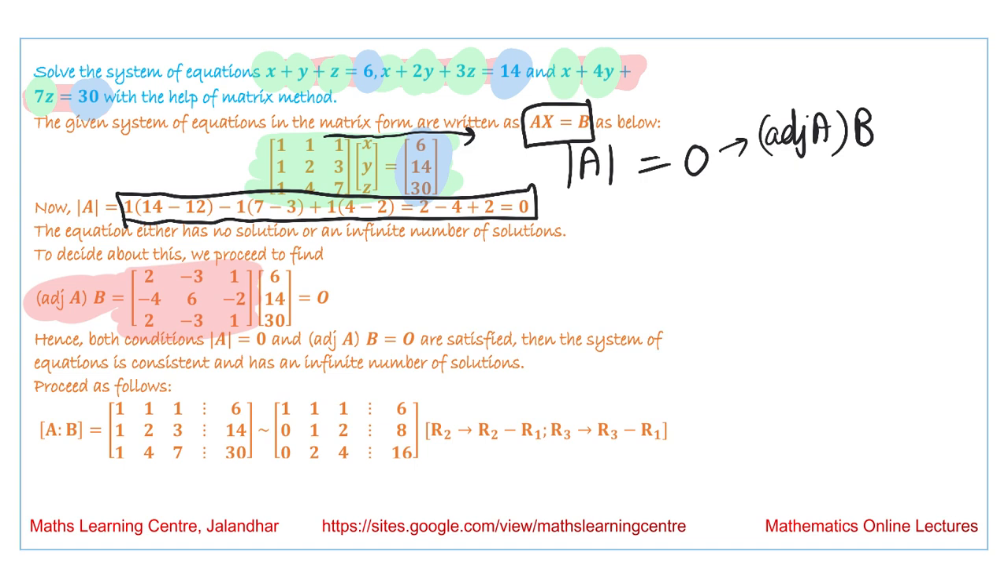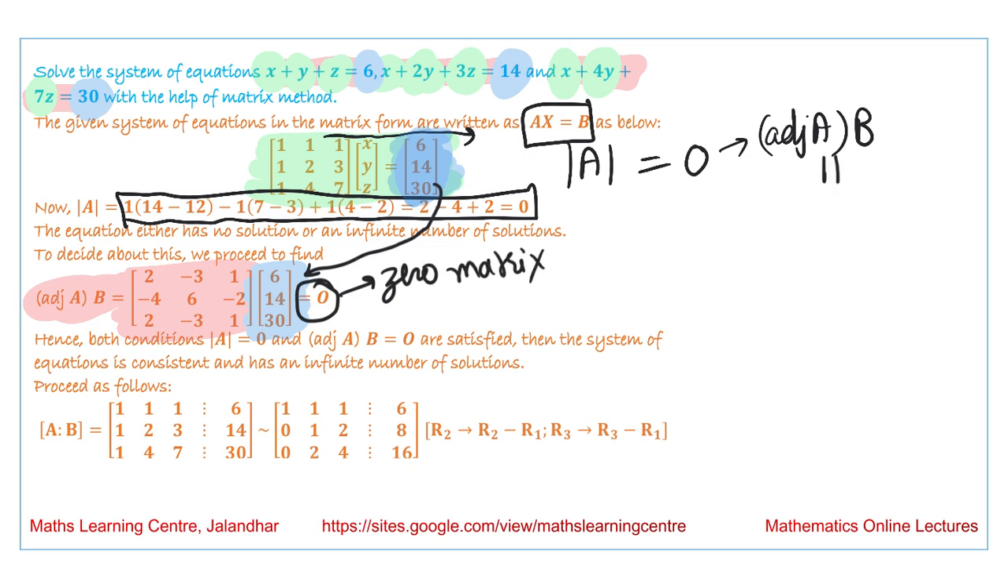We know how to calculate the adjoint of A. We write all the cofactors of the terms of the determinant and then take the transpose. We have multiplied it with B. This is the value of B we have multiplied over here, and the answer we obtain in this case is the zero matrix.